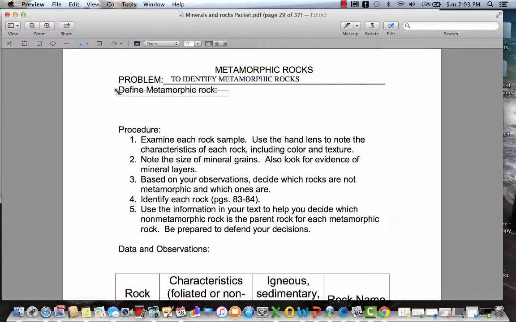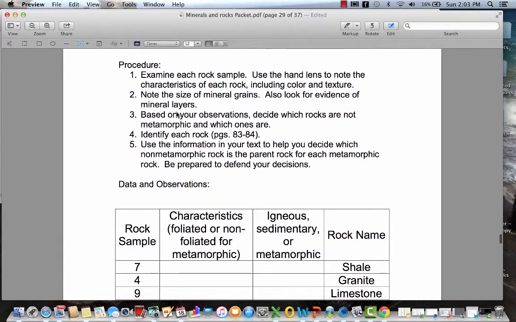This you should not have on your lab sheet. It's from something else. So procedure. Today you will examine each rock sample. You're going to use the hand lens to note the characteristics of each rock, including color and texture. So in the back, there's a hand lens at each station. We used the hand lens on Monday to look at sedimentary rocks. You're going to use the hand lens to look at color and texture. You will also note the size of the mineral grains and look for evidence of mineral layers.